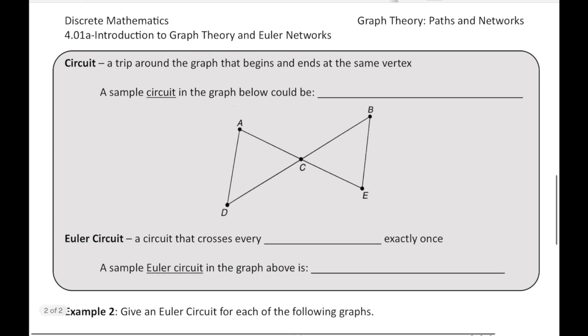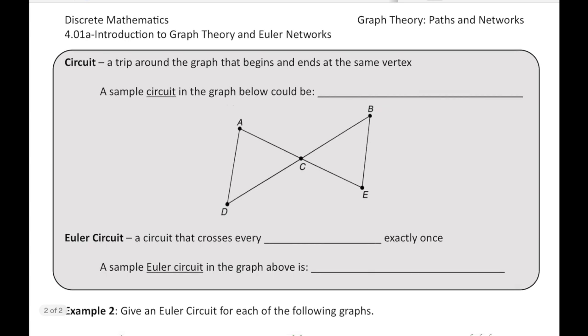The other topic that we look at in Euler networks is a circuit. A circuit, different from a path, is a trip around the graph that begins and ends at the same vertex. So on my graph here, a sample circuit, I might start at A, go to D, go to C, and then back to A. And I would represent that A, D, C, A. Notice that I've looped back to the beginning. So a circuit is closed. It's going to go back to the start.